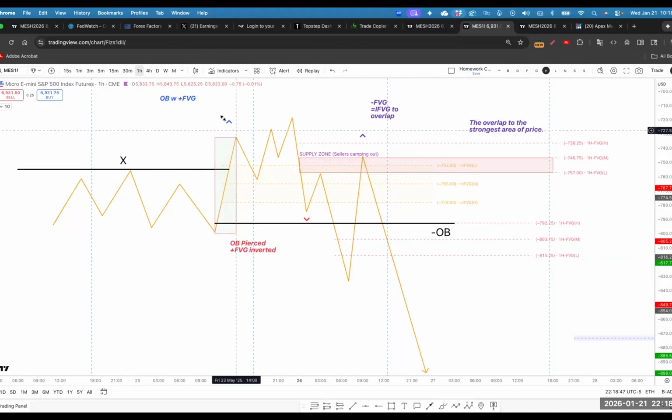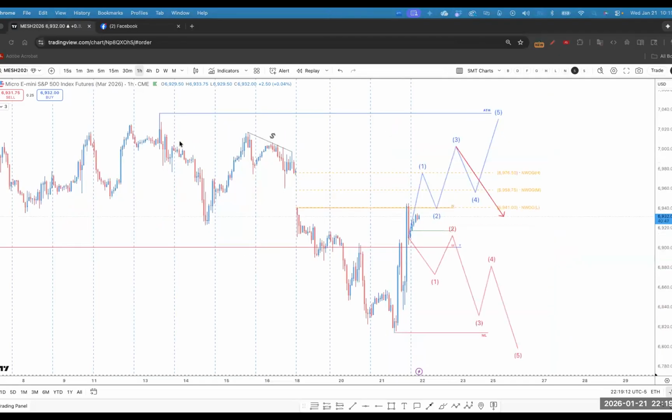Now that you see what I'm looking for, let me show you what it looked like on the actual chart. We're going to see the same exact thing on the actual chart. I'm going to start with the bearish example because I'm looking at one right now in front of me on ES.